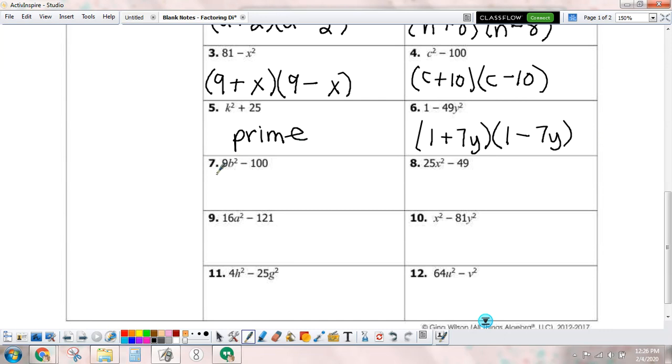For 7, you should have the square root of 9 is 3, and the square root of b squared is b. And then we have plus, we have minus, and then the square root of 100 is 10. Right, so we're going to go ahead and jump to the back of this. These are all problems you're going to complete on your own in just a moment.